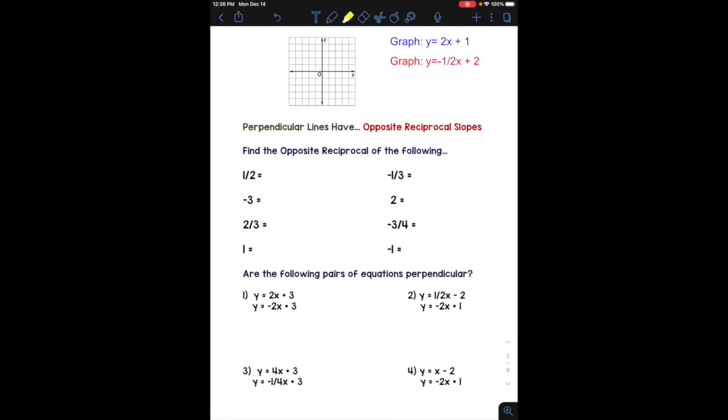The second page we have in our notes here is going to introduce perpendicular lines. At the top, we're going to graph 2 different equations and see what they look like on the coordinate plane. The first equation, written in blue, I'm going to graph in blue. It has a y-intercept of 1 and a slope of 2. So I'm going to put a point on the y-axis at 1. From there, I'm going to go up 2 and right 1, plot my second point, and graph the line.